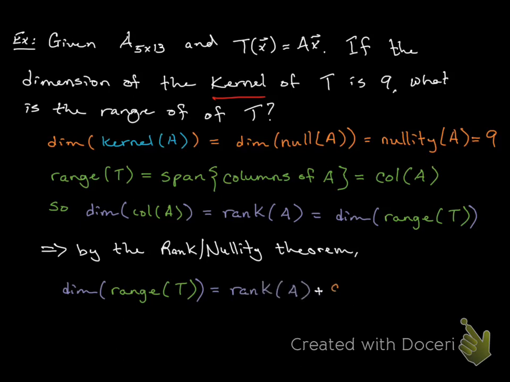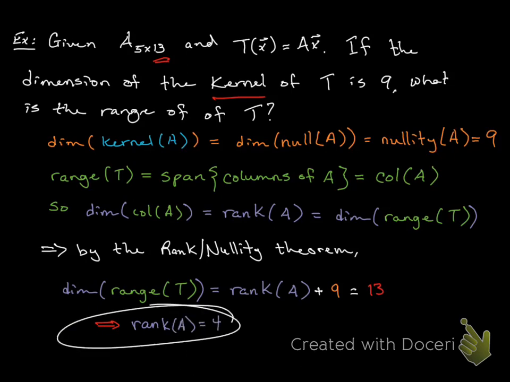Rank plus 9 is 13. So all I need is 13 minus 9 to give me my rank, or the dimension of my range. The rank of A is 13 minus 9, or 4. So the dimension of the range is 4. That's a nice little use of our rank nullity theorem.